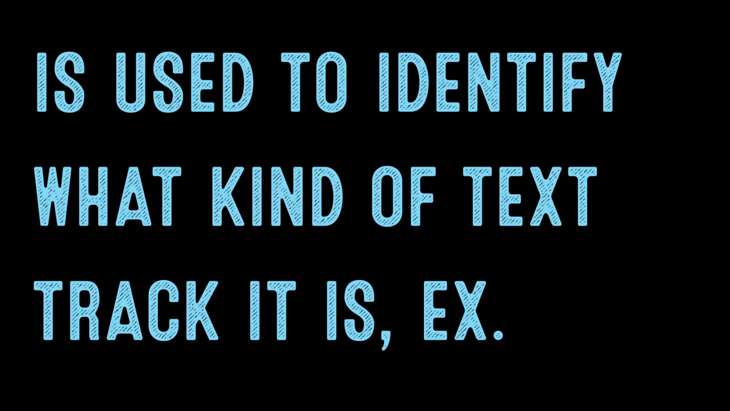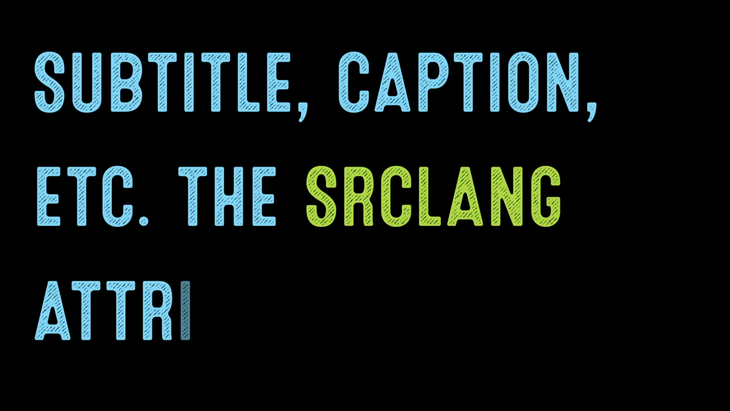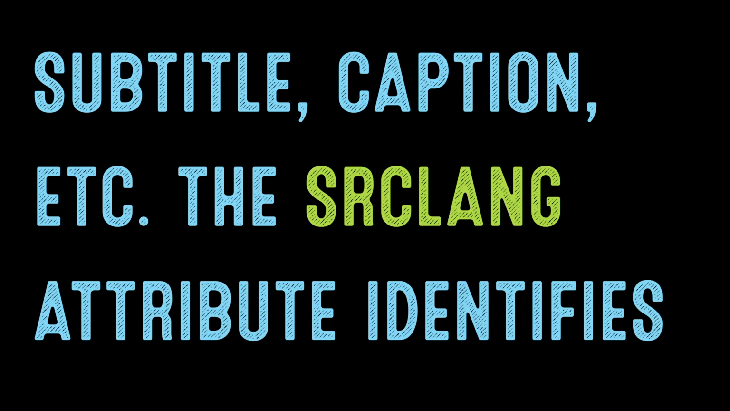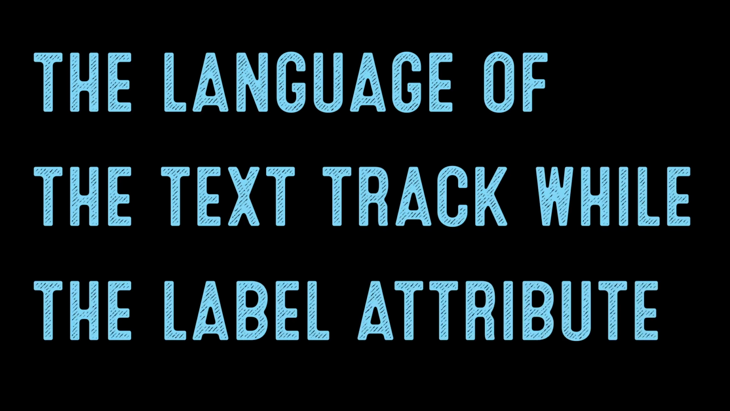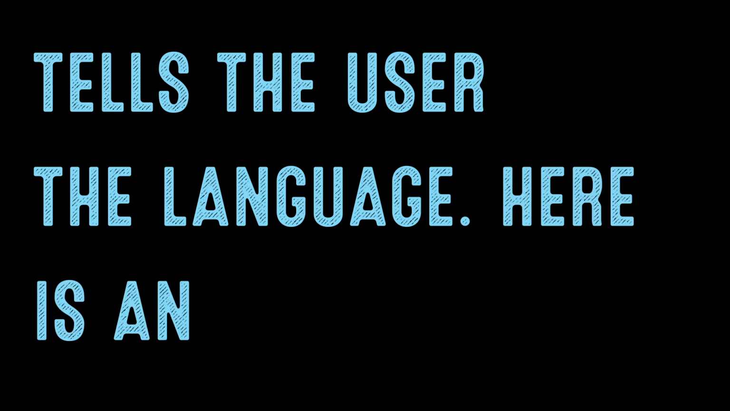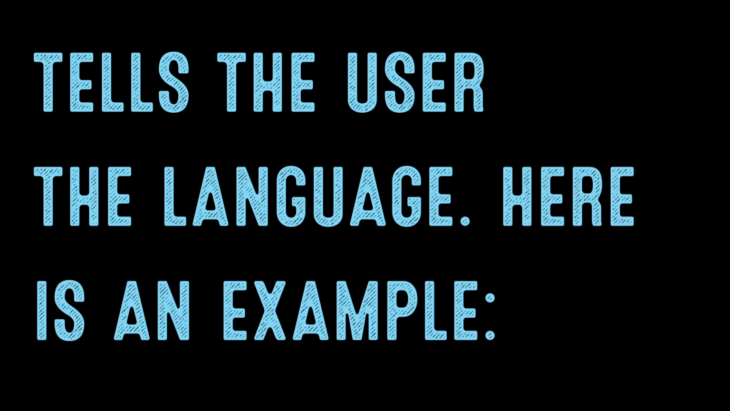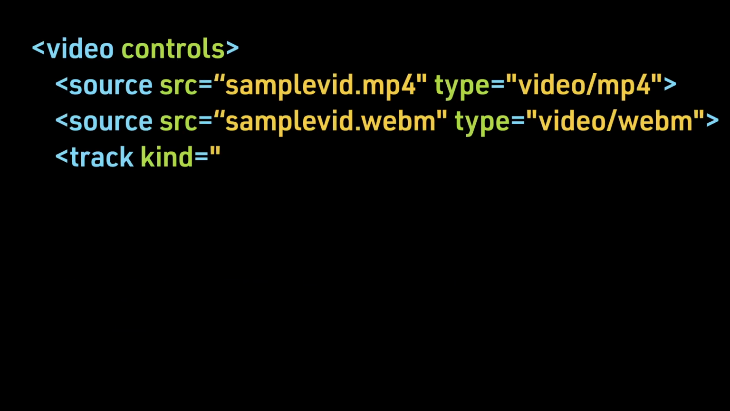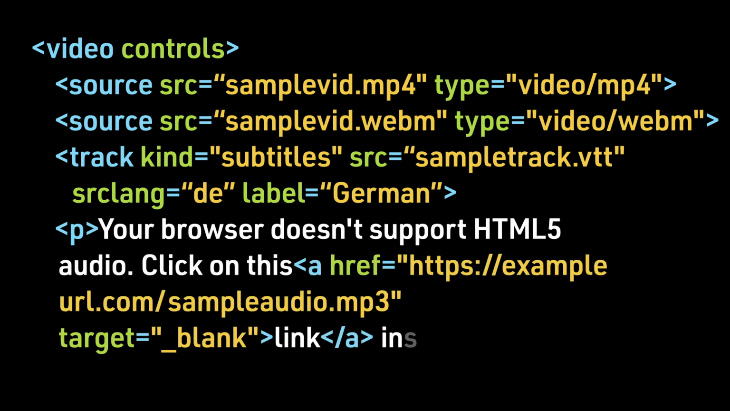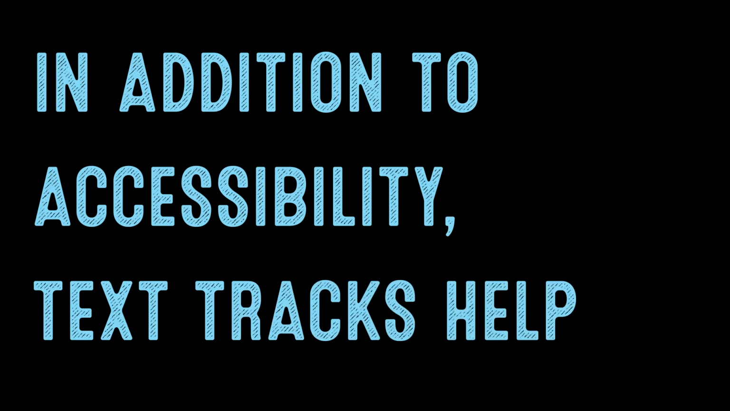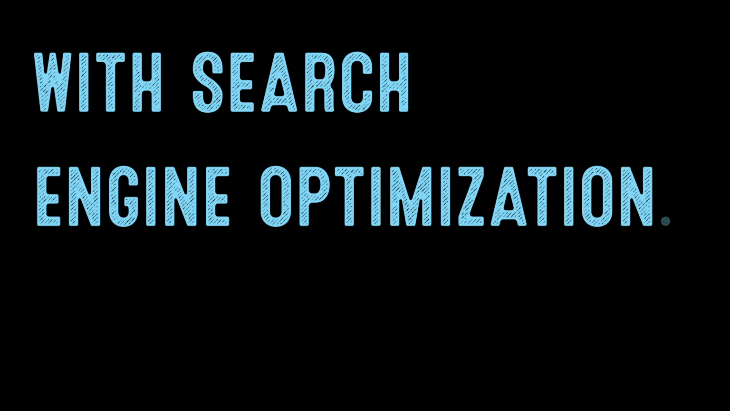The kind attribute is used to identify what kind of text track it is. Example, subtitle, caption, etc. The srclang attribute identifies the language of the text track, while the label attribute tells the user the language. Here is an example. In addition to accessibility, text tracks help with search engine optimization.